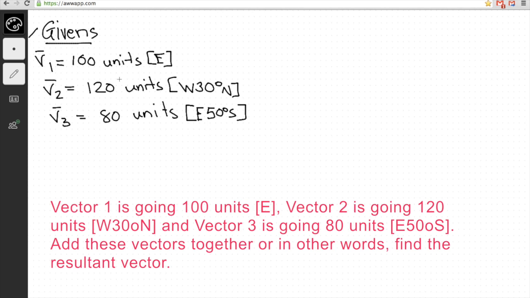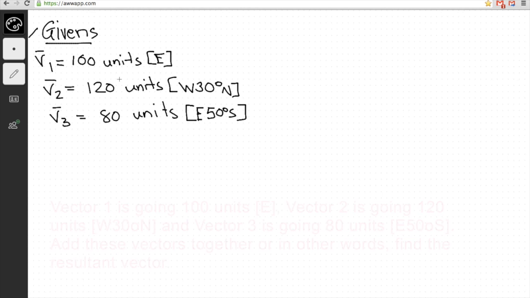Okay, so this question asks us to add three vectors. So our three vectors are already here. Another way of saying that is finding the resultant of those vectors. Now you'll notice that I don't have any specific vectors in mind.